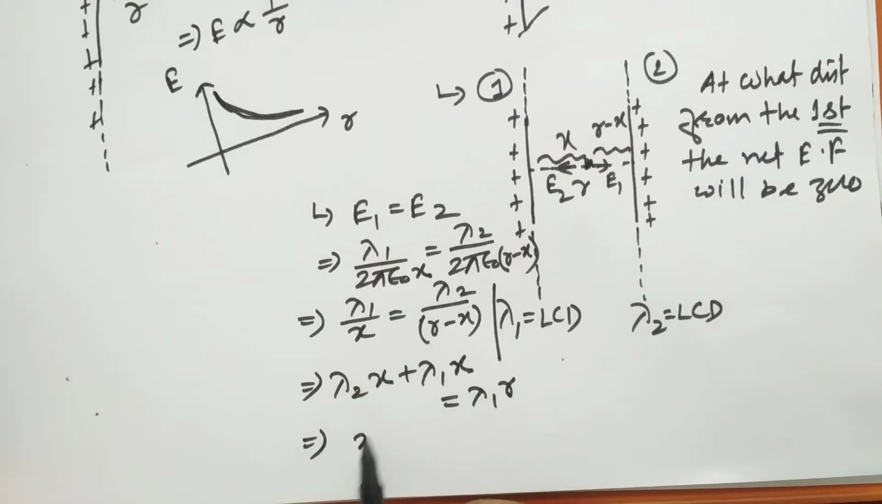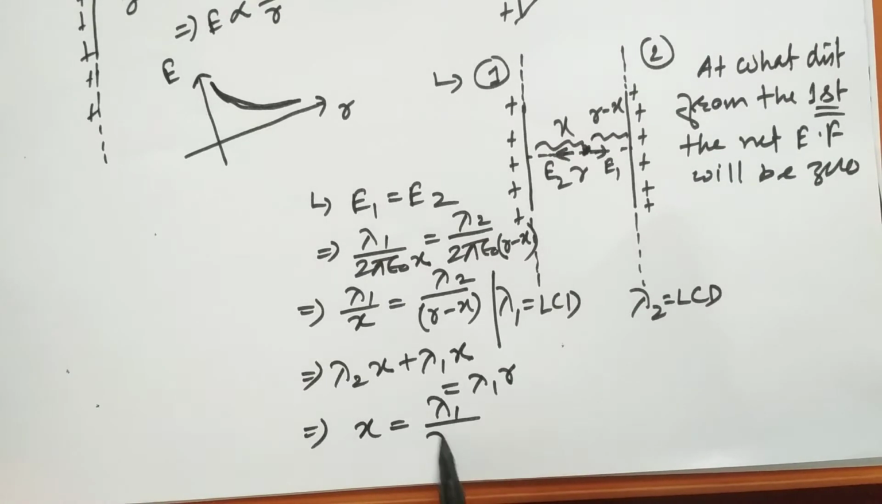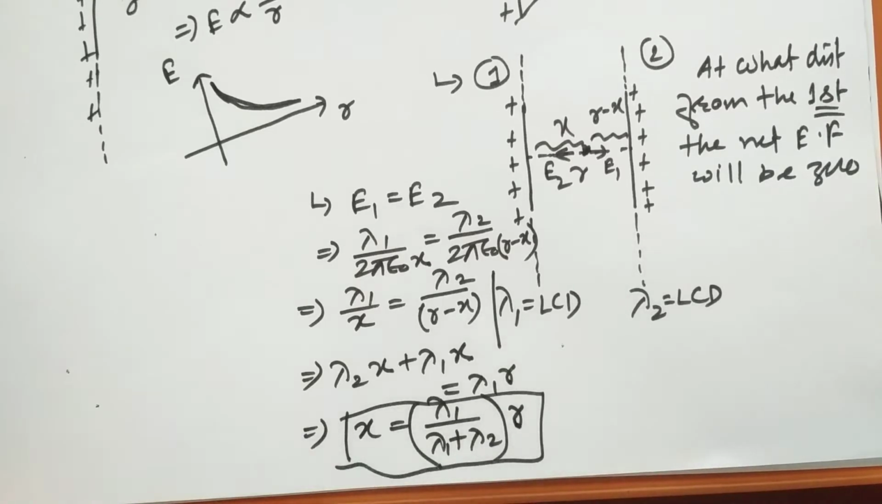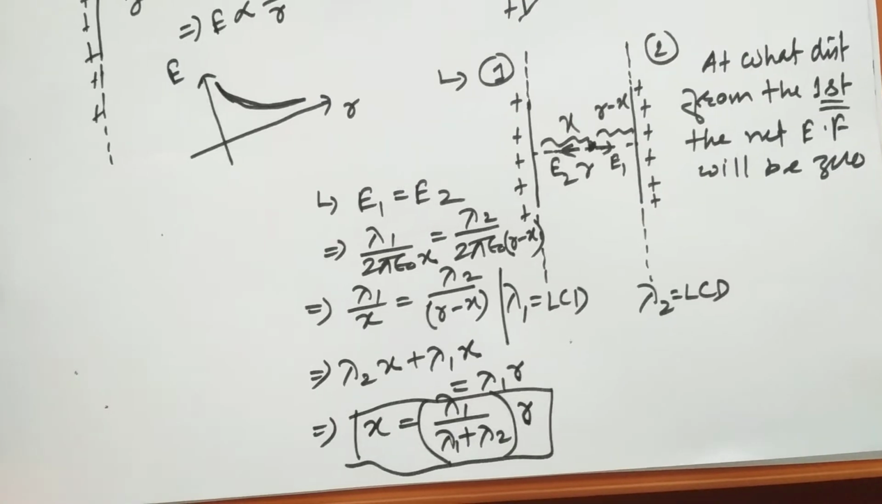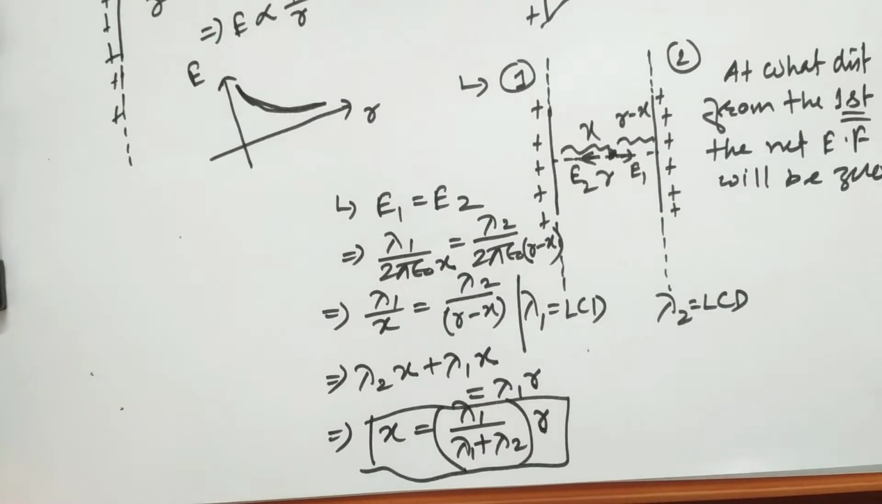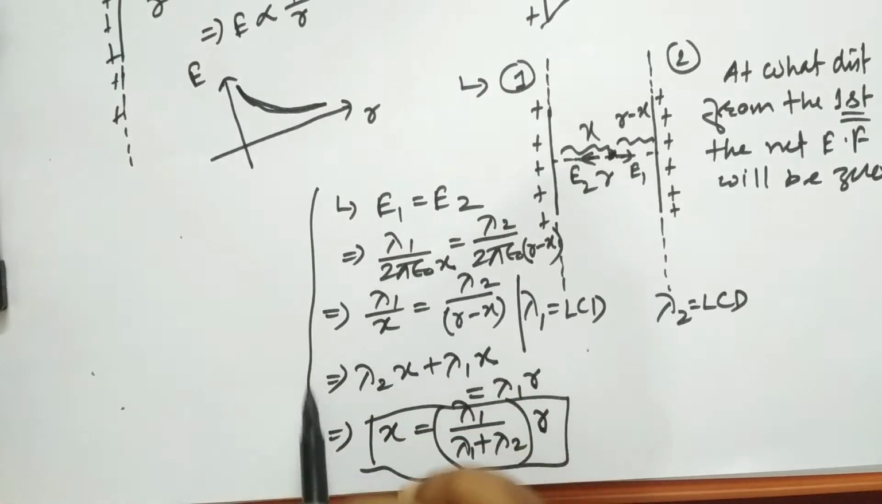So x is taken common. So x is equal to lambda 1 divided by lambda 1 plus lambda 2, into r. This is the distance at which the net electric field will become 0. This is one question.